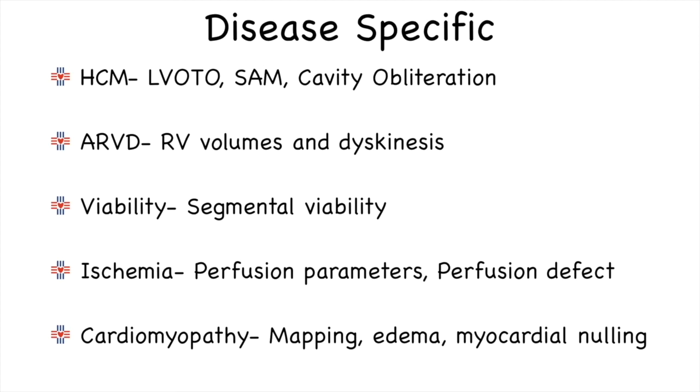For patients who undergo cardiac MRI for ischemia assessment, it is important to comment on the perfusion parameters. By that I mean the heart rate and blood pressure response to adenosine stress perfusion and whether there is presence of perfusion defect or not. In cardiomyopathy patients, mapping values are very important, which need to be incorporated in the report, and myocardial nulling sequences have to be seen, especially in amyloid cardiomyopathy.